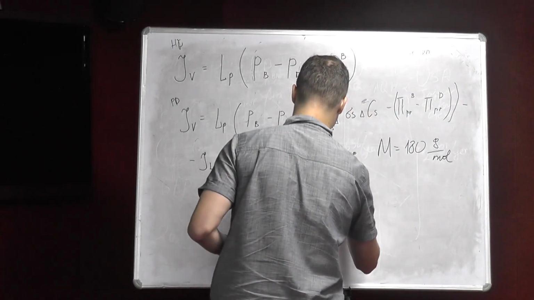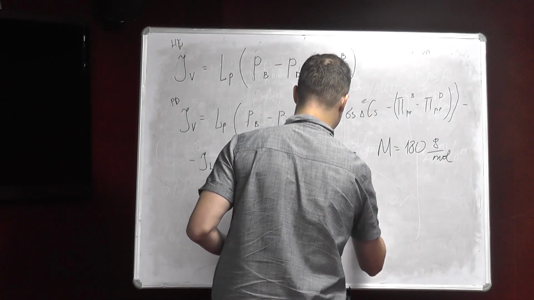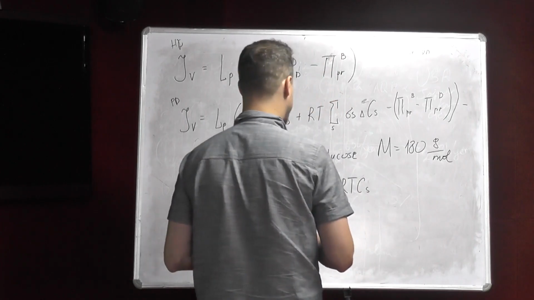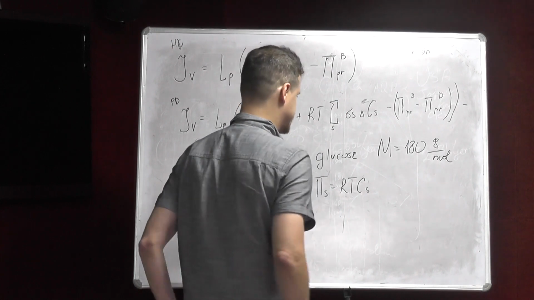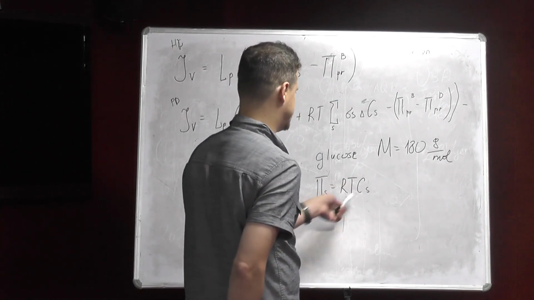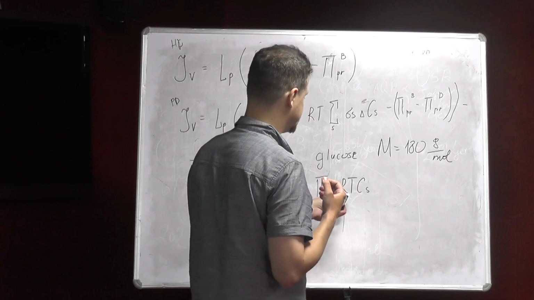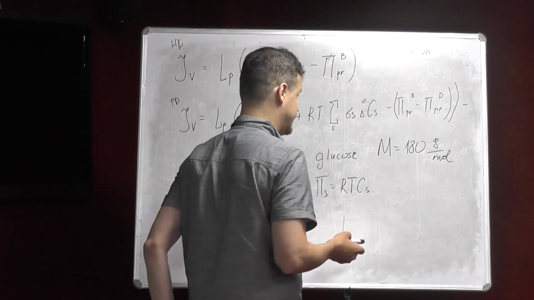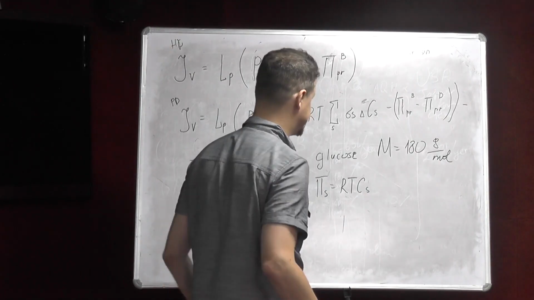which can be presented by this formula. So it's the osmotic pressure created by some specific substrate, which equals the gas constant multiplied by the absolute temperature multiplied by the concentration of this specific substrate.